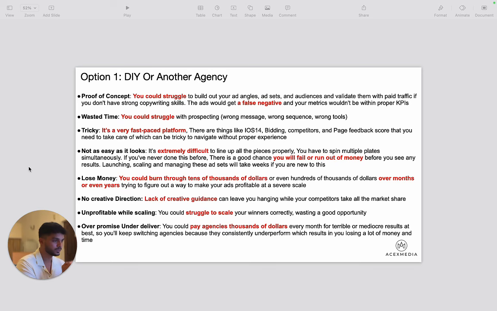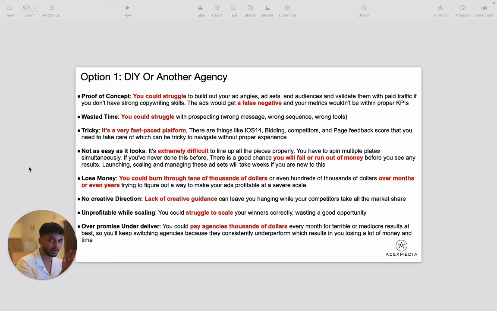And what happens most of the time is that the newer agencies don't have the proof of concept. And what that could result in is you struggling to build out your ad angles, your ad sets, your audiences, and overall, validating them with paid traffic. And if you don't have strong copywriting skills, then the ads would just get a false negative, and your metrics wouldn't be in KPI. So you would be losing money on the front end. And not only that, it has a whole negative impact on your funnel as well.